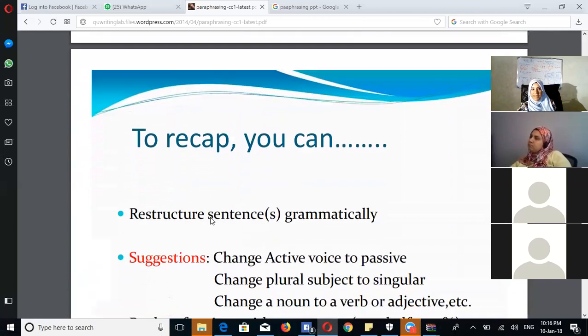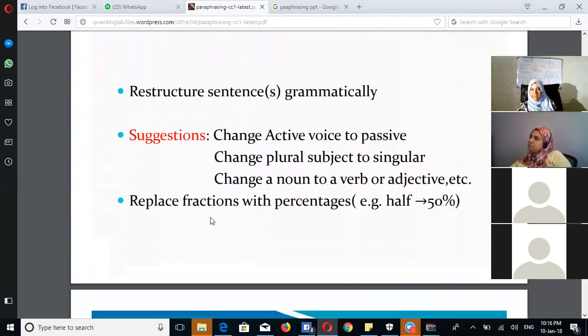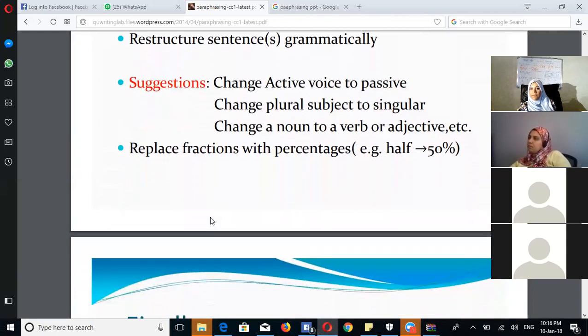Yeah. All right. Now, let's recap. To recap, you can restructure sentences grammatically. Suggestions: change active voice into passive, plural subject into singular, and change a noun or a verb into an adjective. Number 2, replace fractions with percentages. And it is a nice thing to do.